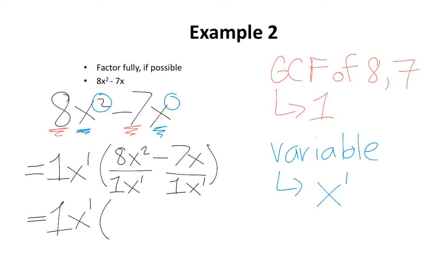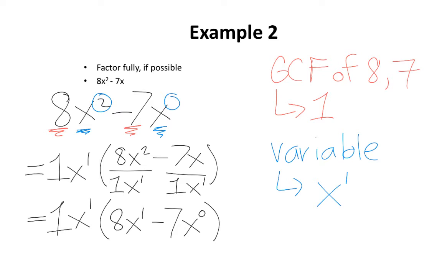8 divided by 1 is just 8. And x squared divided by x to the power of 1. Remember, when you're dividing powers with the same base, you just subtract the exponents. So 2 subtract 1 is just 1. Now, 7 divided by 1, pretty simple, that's 7. And again, x divided by x, that is x to the power of 0, or just 1, because anything divided by itself is equal to 1.